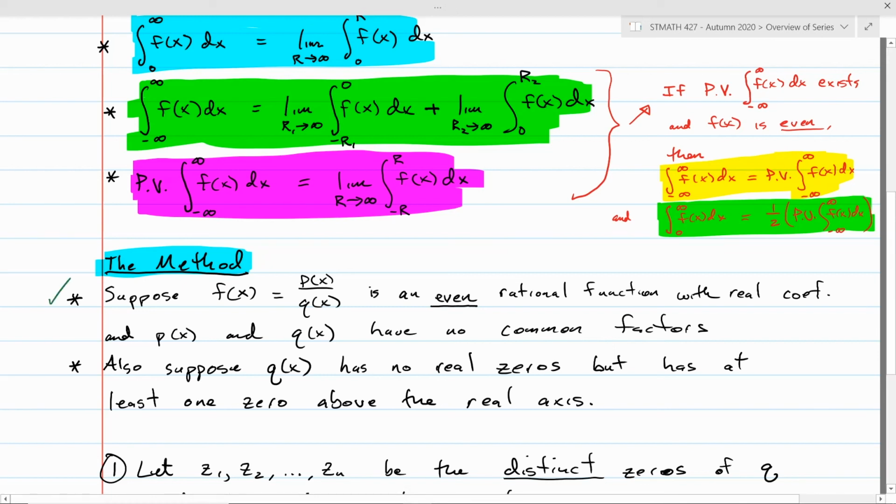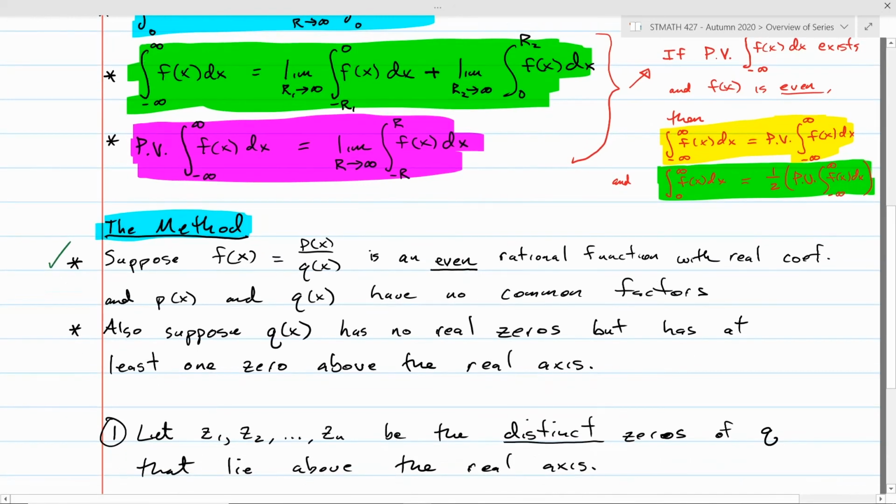So these are the kind of functions we're going to try to integrate from negative infinity to positive infinity, or from 0 to infinity. And also, we want to assume that q of x has no real zeros, but has at least one zero above the real axis. So even though the polynomial q of x has real coefficients, when you look at its zeros, it might have some imaginary or complex zeros, right? So we want to assume that none of its zeros are on the real axis, and it has at least one zero above the real axis, okay?